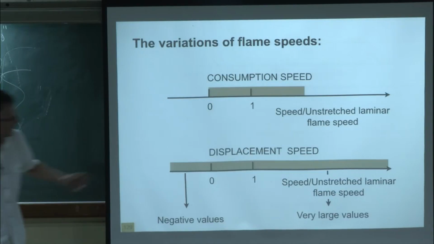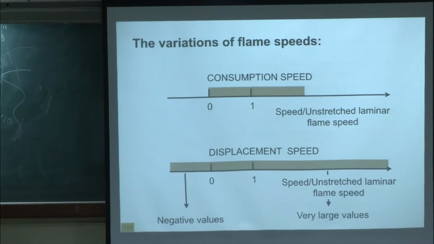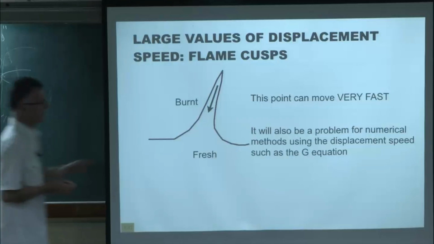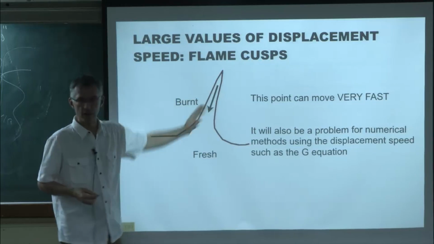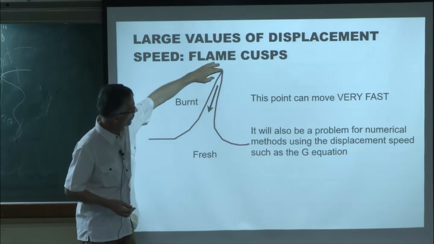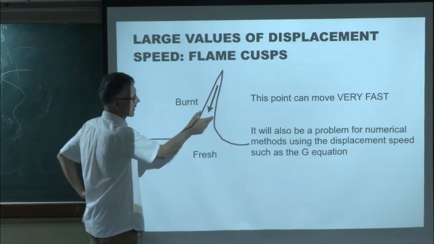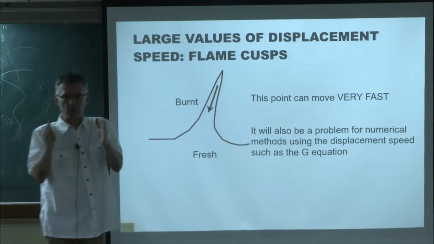Why do you have very large values here? I've just shown you the flame tip of the Bunsen burner, which has a very large displacement speed, and the classical example in combustion is this one. If you have burn gases and you have a finger like that one, when this point will move here, even if these 2 points are moving at the flame speed, this one will be moving much faster, just because of geometry.